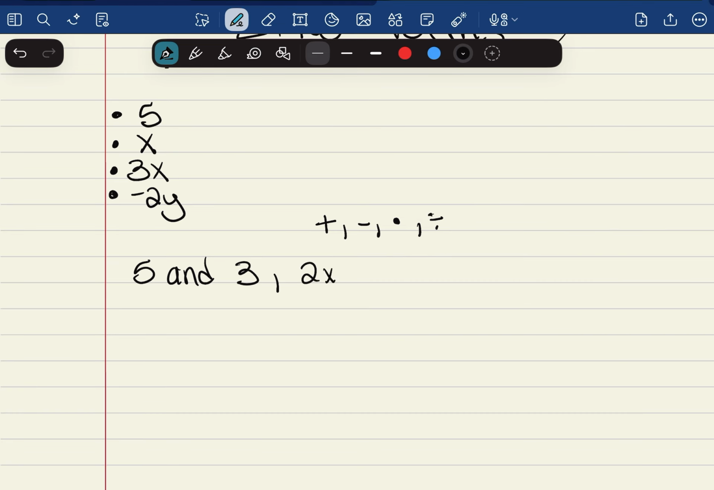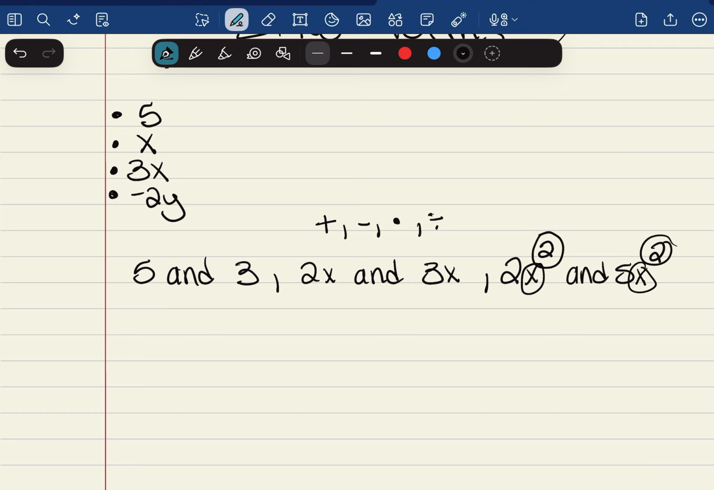So 2x and 3x, they are from the same family. They both have x as a variable. They both have just one regular old number, or even if it was 10x, it'll be the same. It has a number there and the same variable. Now, let's say 2x to the second power and 5x to the second power. These are like terms because not only do they have the same variable, but they also have the same exponent. They're part of the same family.